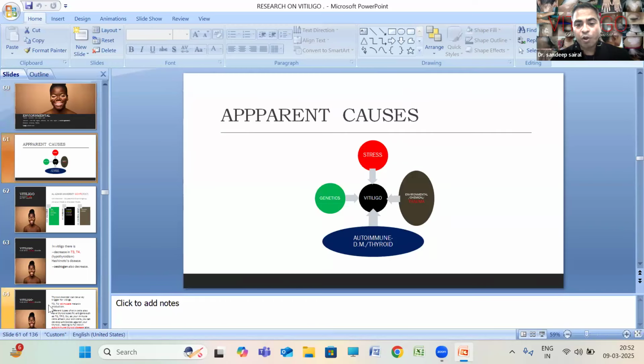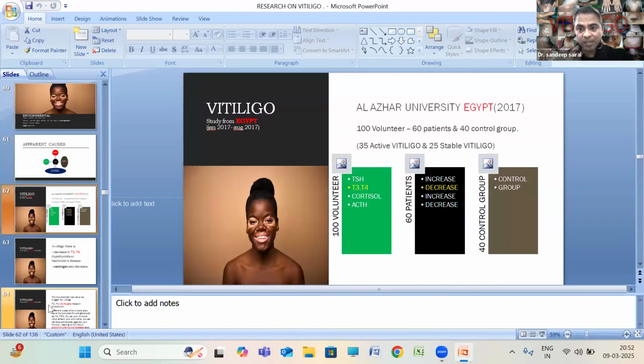Now, we have talked about vitiligo linked with stress, the genetic factor, and the environmental factor. Now, we will talk about vitiligo linked with autoimmune disease. Now, again, I'm studying this report, Al Azhar University, Egypt, 2017. 100 participants were there. Out of 100, 60 were vitiligo patients and 40 were in the control group. 35 had active vitiligo, 25 stable vitiligo. Active vitiligo means the number of small spots were increasing, or the small spots were grouping together and forming a bigger patch. So here again, a number of parameters were considered.